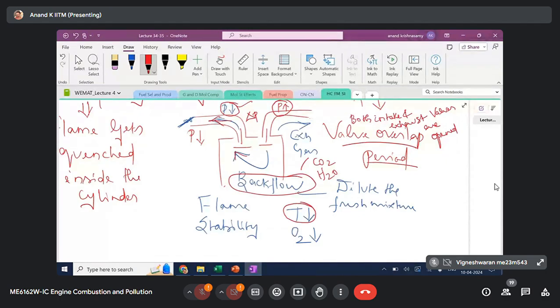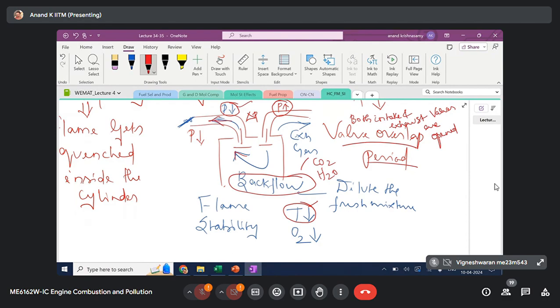These triatomic gases have very high specific heat. Any high specific heat component won't increase the combustion temperature. It will absorb the heat that is released during the combustion. It won't allow the temperature to rise. So one of the important effects is a drop in temperature during the combustion event.